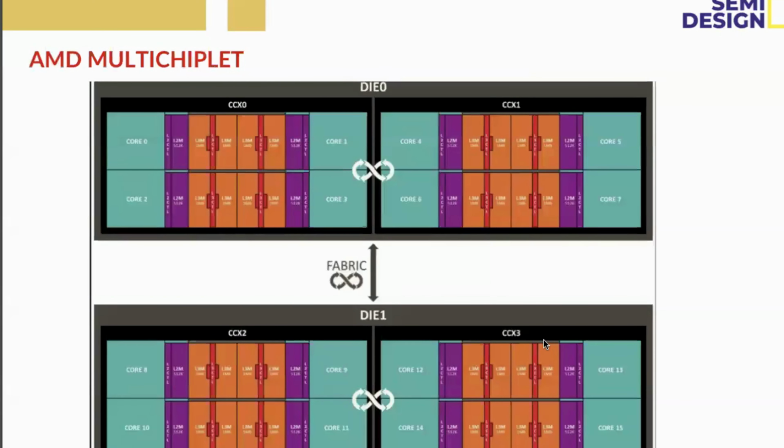And the next one, AMD multi-chiplet. What is AMD multi-chiplet compared to the Intel monolithic? What is meant by multi-chiplet?